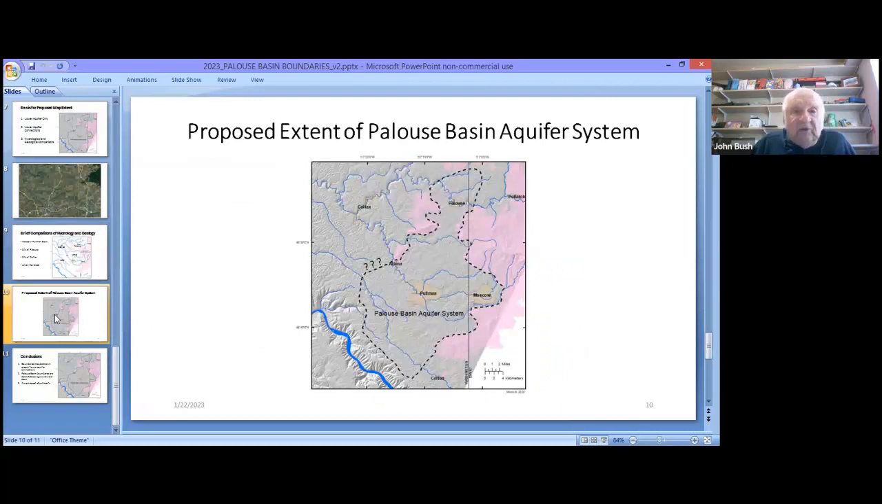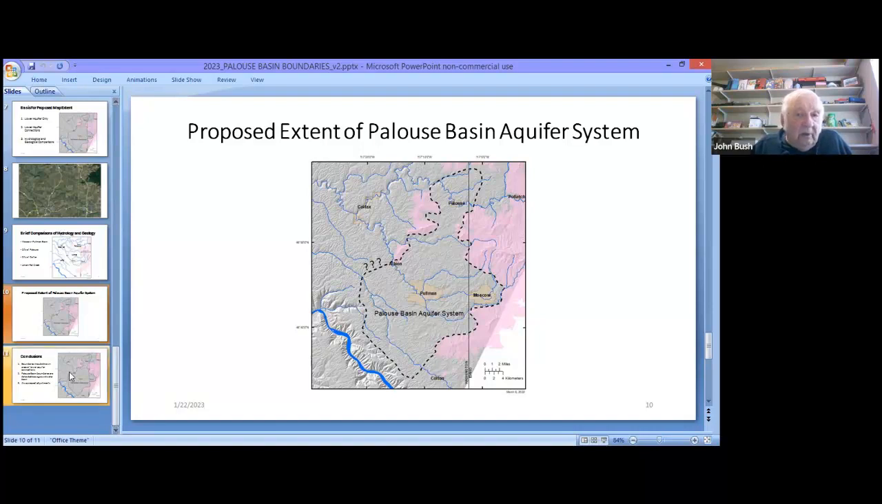So just remember the extent of the Palouse Basin aquifer system. On this one, I put a couple of questions. We did this last spring. I should now have a couple of questions right down here west of Colton. There are some areas where our data may not have been sufficient to accurately draw the line. The other areas we feel pretty confident about. So just keep in mind that there will be adjustments in the future as we get more information.